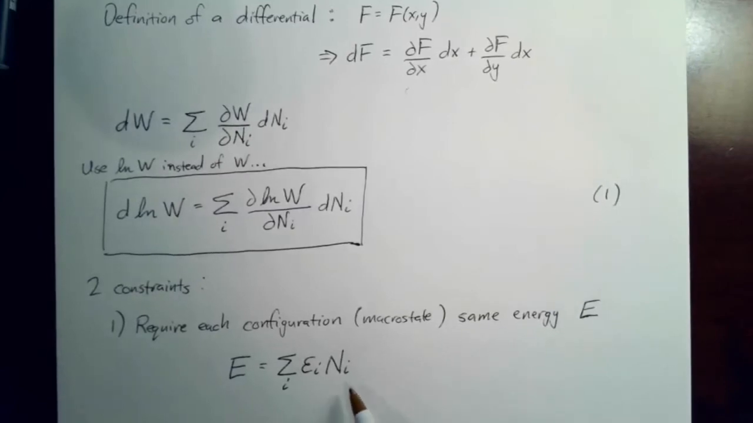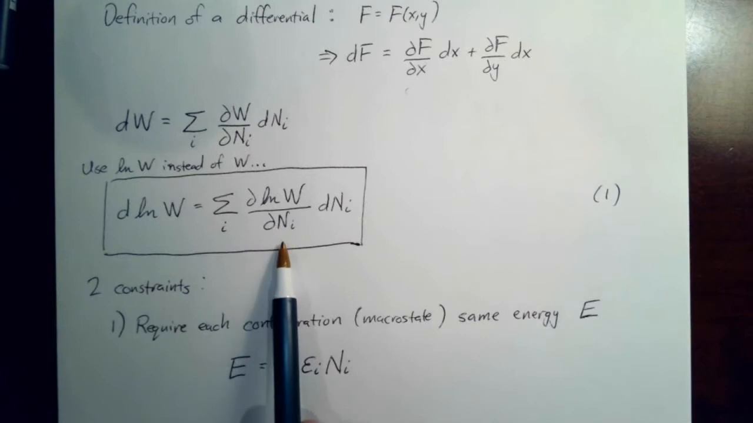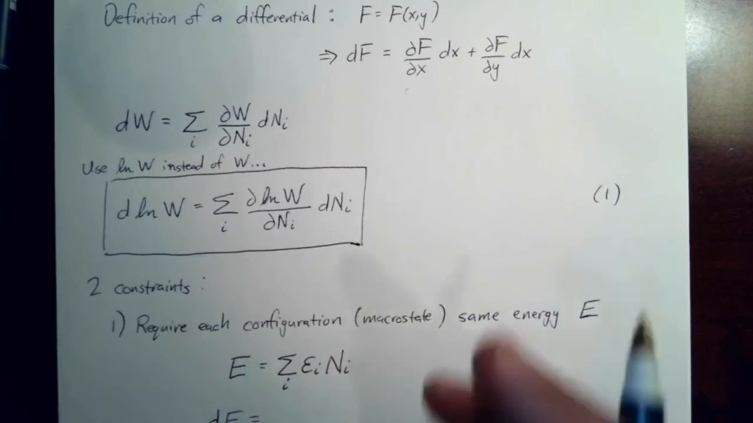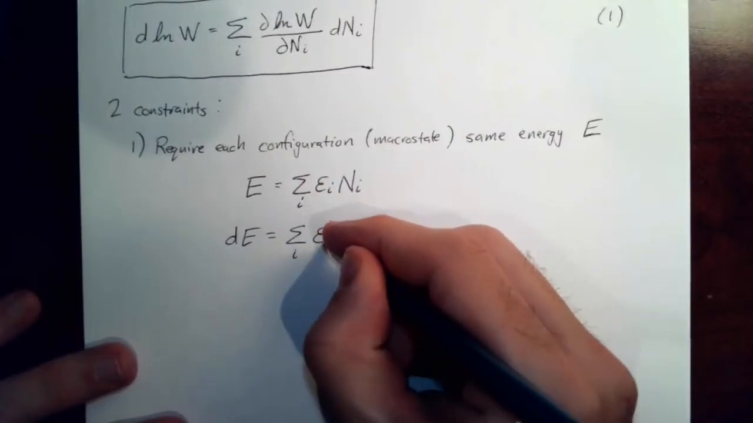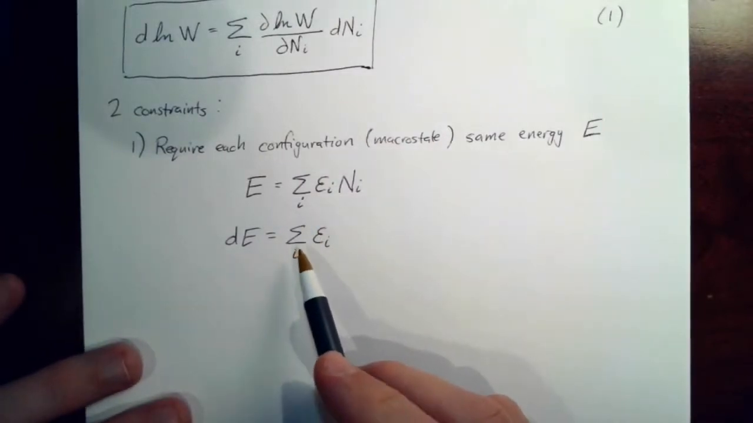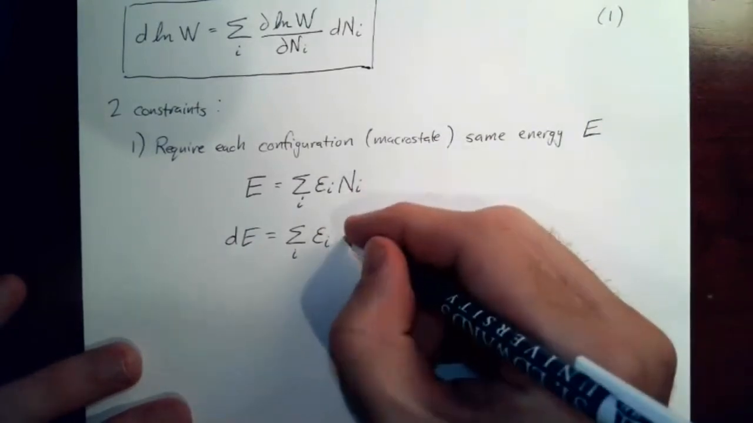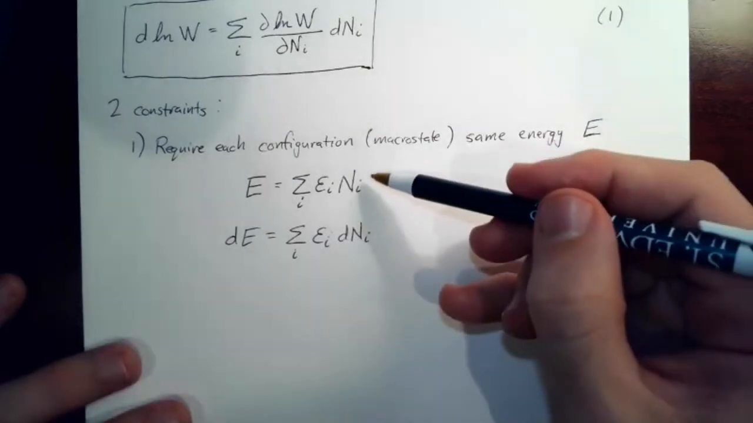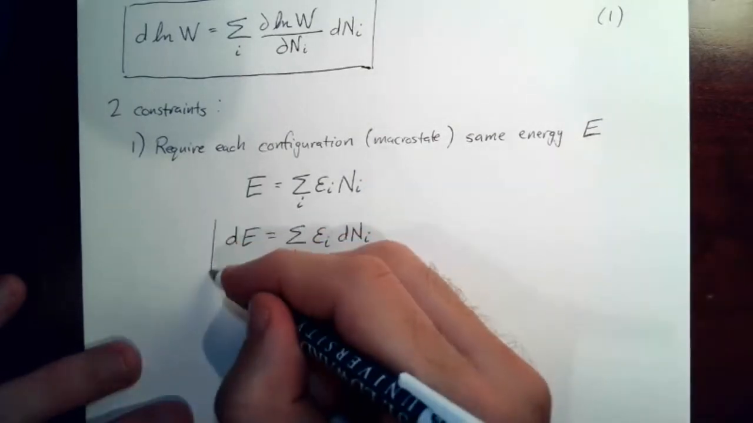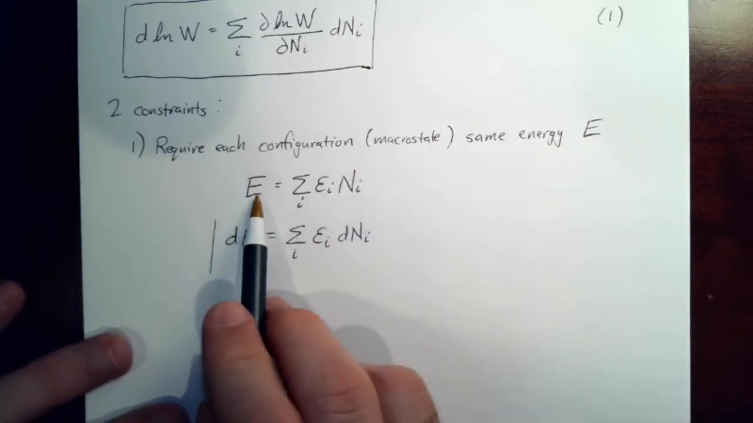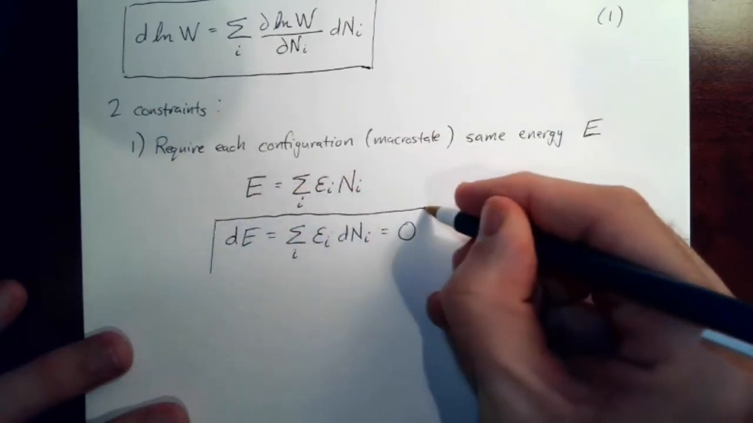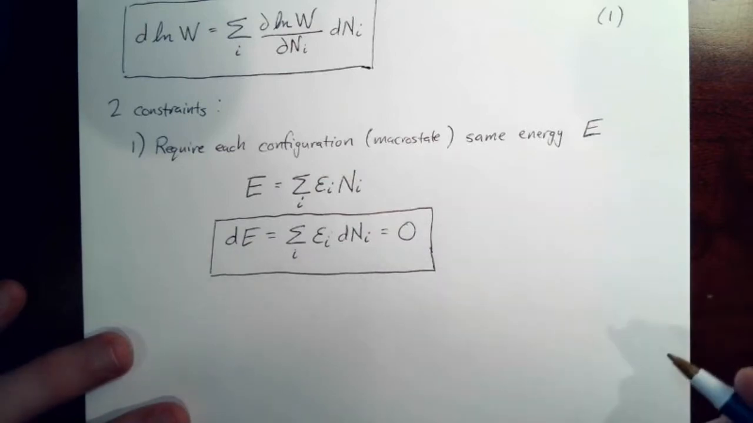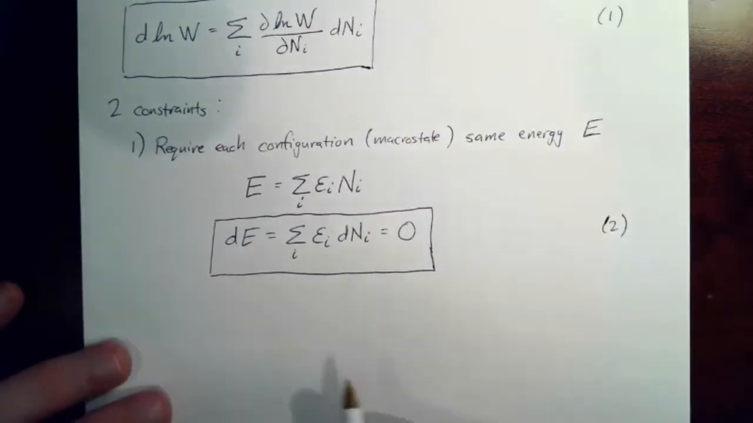Okay, and we're varying Ni up here to find the maximum. So if I take the differential of this, then I have the differential of a sum, which is the sum of differentials. This is a constant, so it's not changing. So the differential of this equation looks like this. Okay, and the differential of a constant is 0. Okay, so we want this to be true. So I'm going to call this equation 2. This is our first constraint.